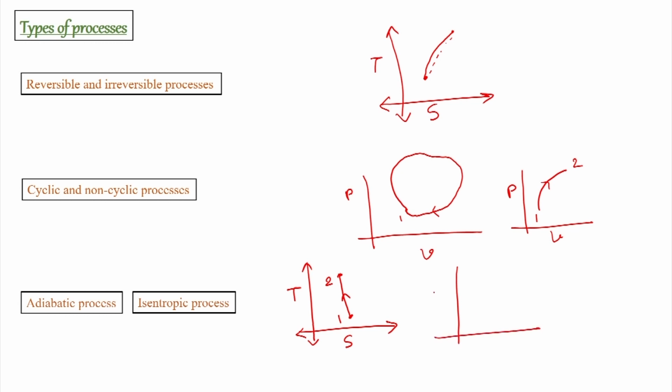But if we try to draw a PV diagram for the isentropic curve, then we will have a curve of this kind from state 1 to state 2. So, this becomes isentropic compression, and if we want to do expansion, then 2 to 1 becomes the expansion process, which is isentropic.